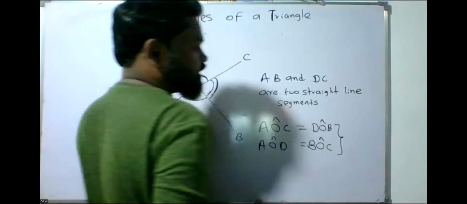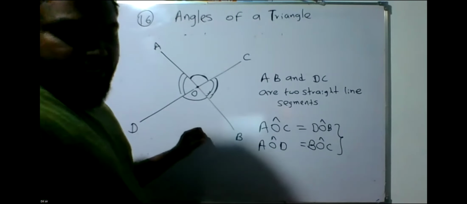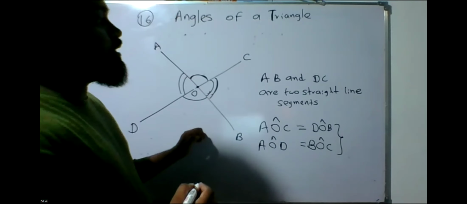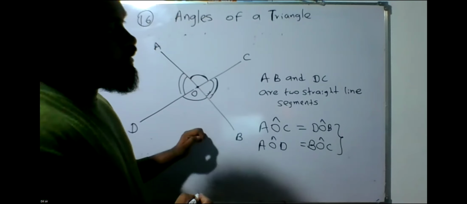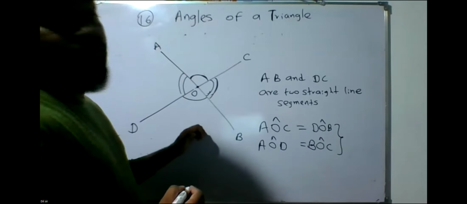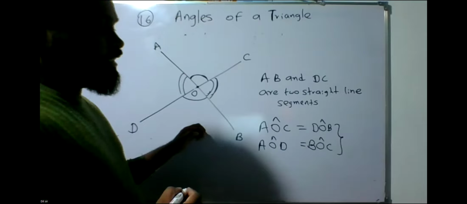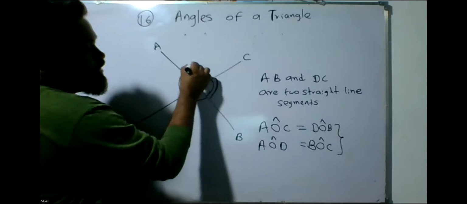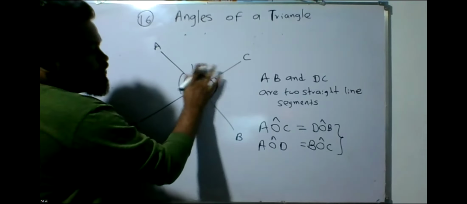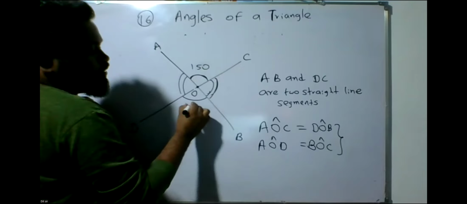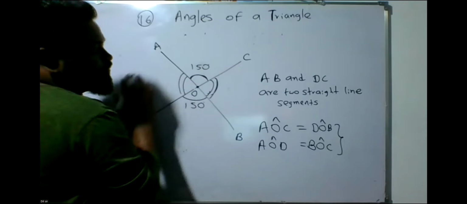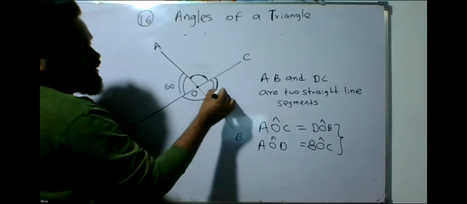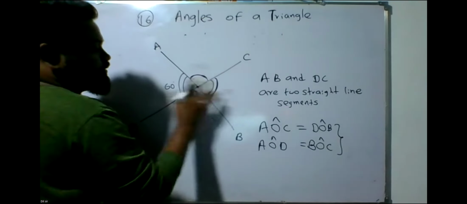If two straight line segments intersect each other, the obtained pairs of vertically opposite angles are equal to each other. Vertically opposite angles are equal in magnitude only. As an example, my dear, if this is 120, now if this is 150, yes, this one is also 150. Simply, right? If this is 60, this one is also 60, right?